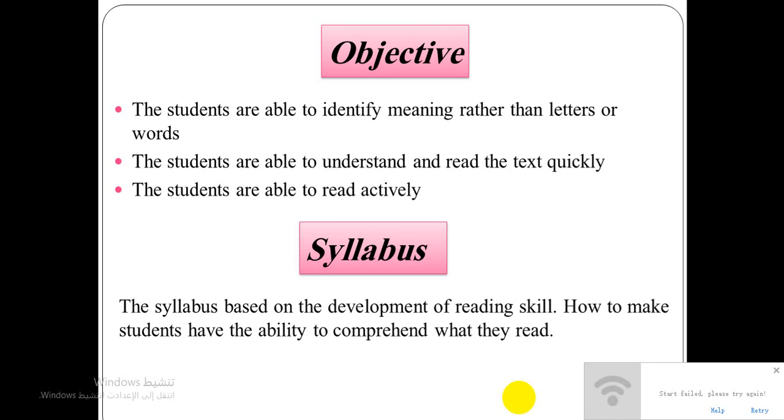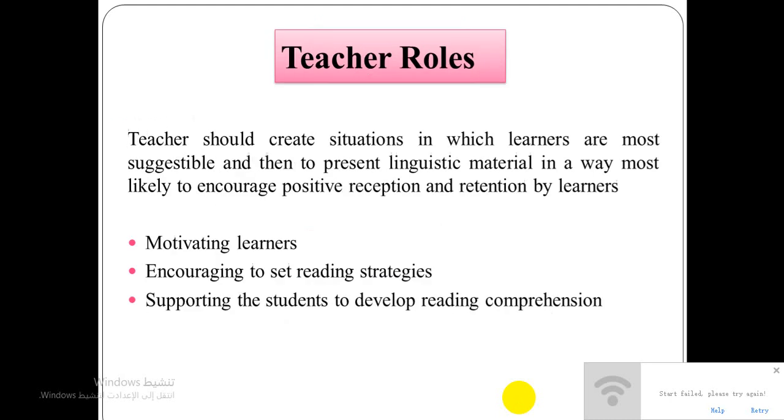Objectives of the reading approach: the students are able to identify meaning rather than letters or words. The students are able to understand and read the text quickly. They are able to read actively. The syllabus in this approach is based on the development of reading skill, on how to make students have the ability to comprehend what they read.